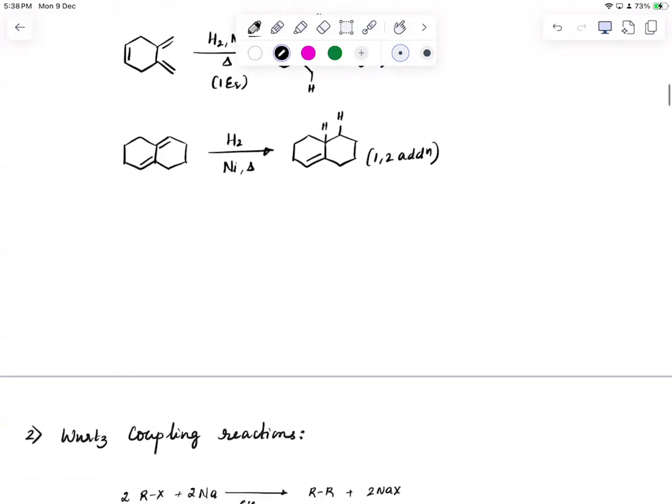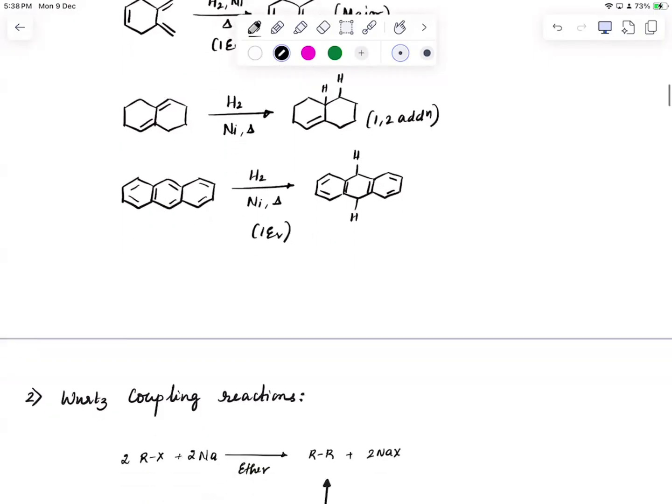A similar logic you will observe when you have it in anthracene. This is anthracene. So we have a double bond and a double bond like this. When you treat with H2 and nickel and heat, you can see these two double bonds here. These are in conjugation, so that will make a 1,4 addition in this case. One hydrogen here and one hydrogen will get added. The double bond will shift here. The rest of the double bonds will remain intact. So this is when you have one equivalent.